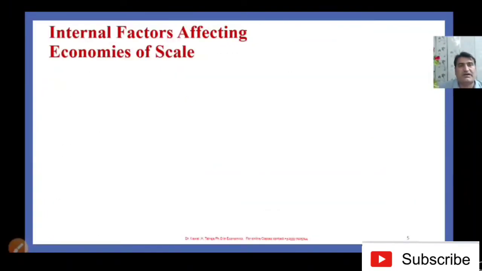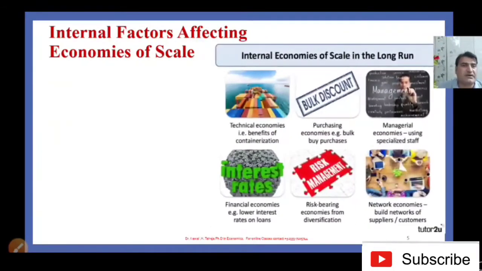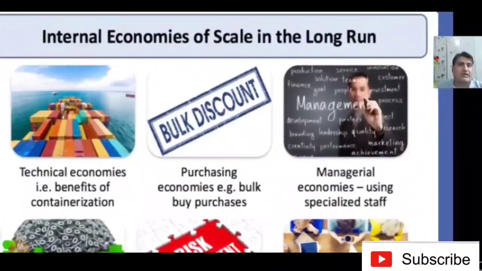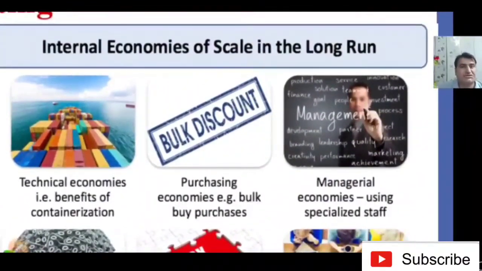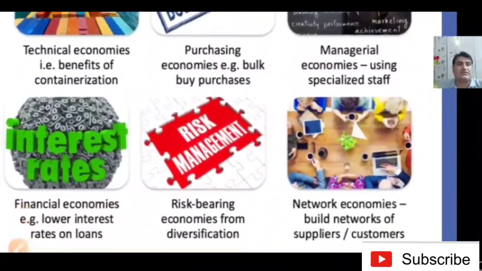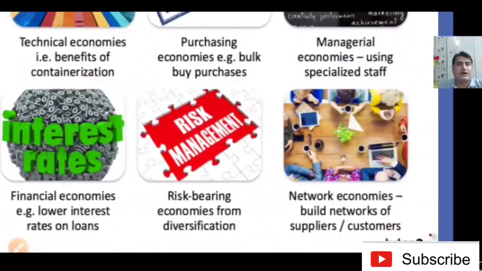What are those factors affecting economies of scale? These are the internal factors. Technical economies are the benefit of containerization, or the firm may get a discount on bulk purchases. Managerial economies, using specialized staff, mean the firm may reduce its long-run average cost. The firm may get loans at lower interest rates, and risk management through risk-bearing economies from diversification.